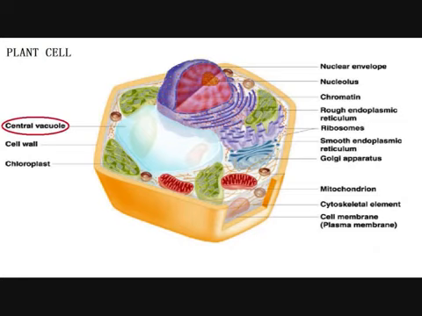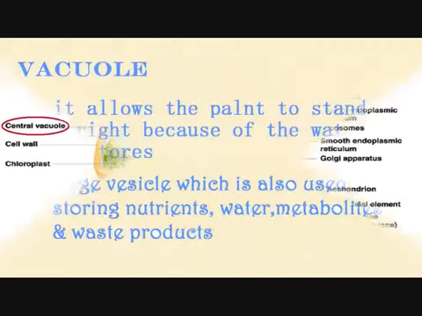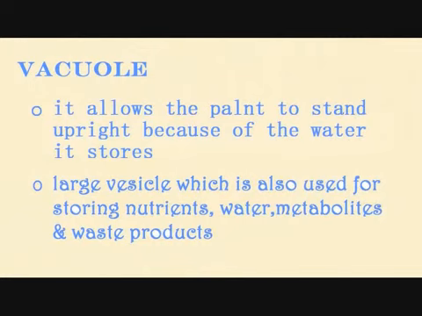The vacuole allows the plant to stand upright because of the water it stores. It is a large vesicle which is also used for storing nutrients, water, metabolites, and waste products. There is a membrane that surrounds a mass of fluid. In that fluid are the stored nutrients or waste products.